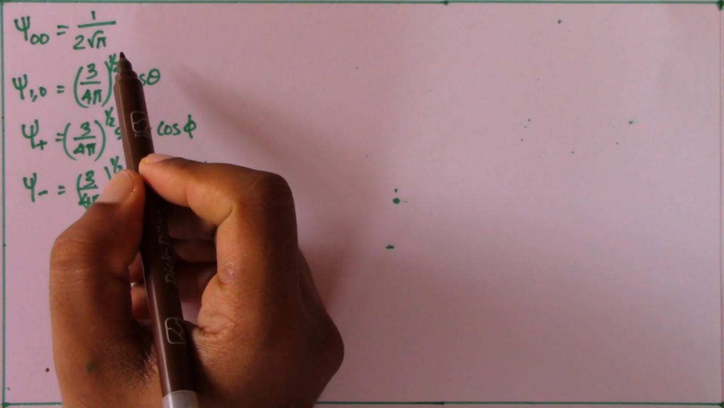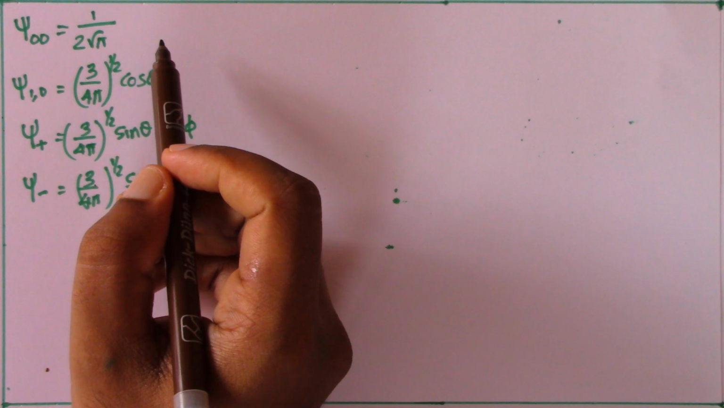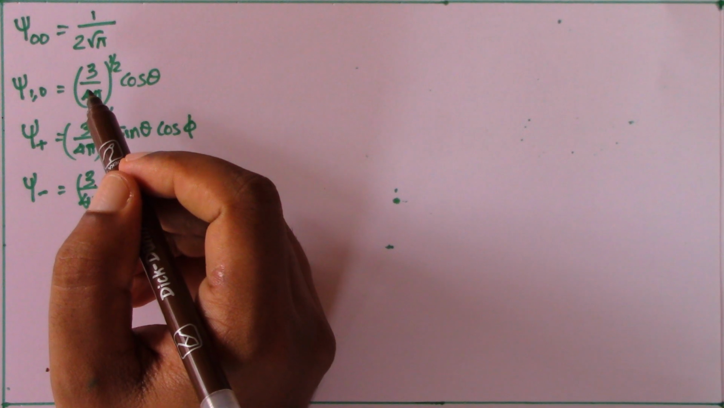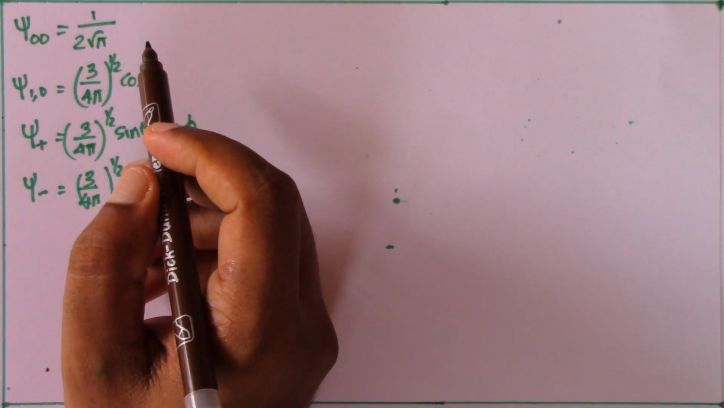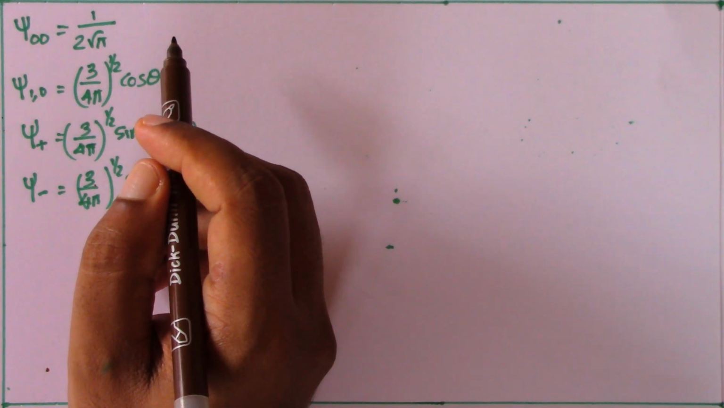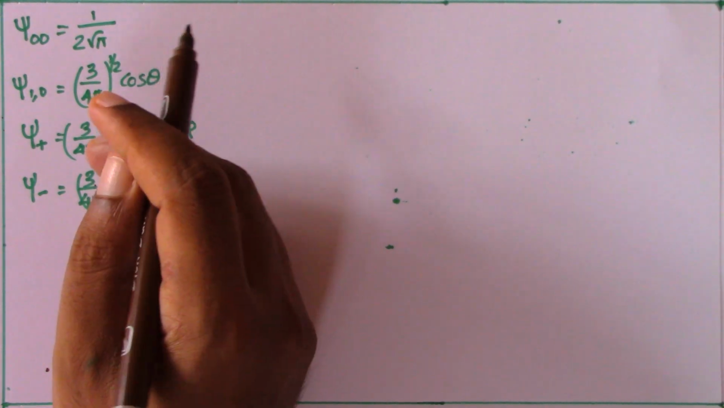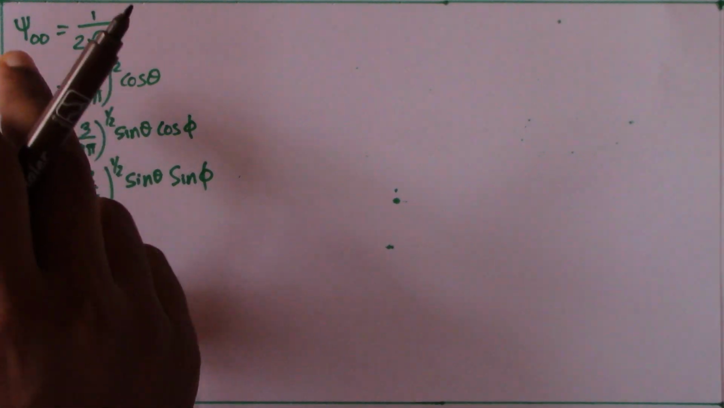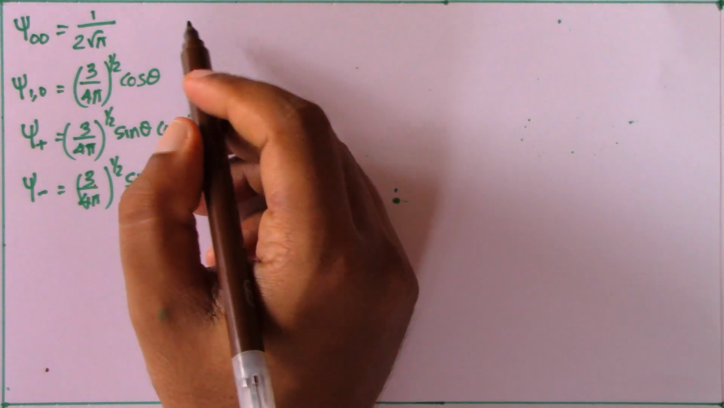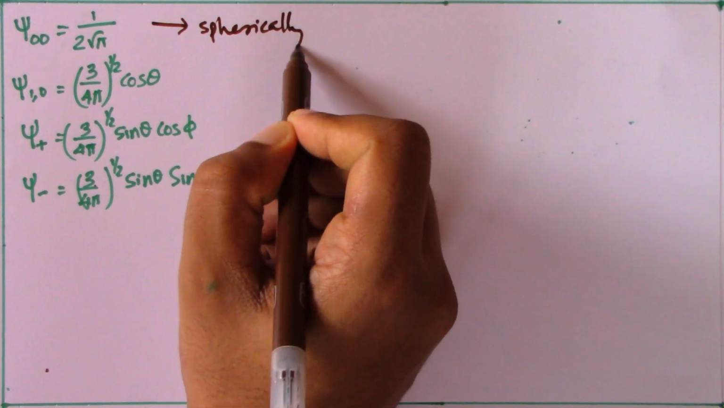Now you can see that it is independent of theta and phi, independent of any angle. So it means that it is spherically symmetric, meaning you are going to see the value of this function over the entire range of theta and phi. For any value of theta and phi, this function's value will be a constant. It means that over the surface of the sphere, this function will have the same value at every point. So this is a spherically symmetric function.